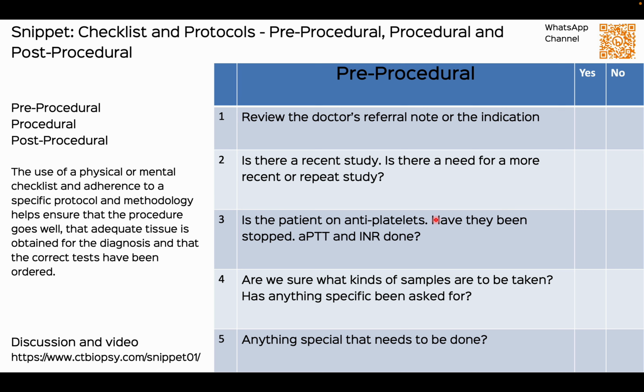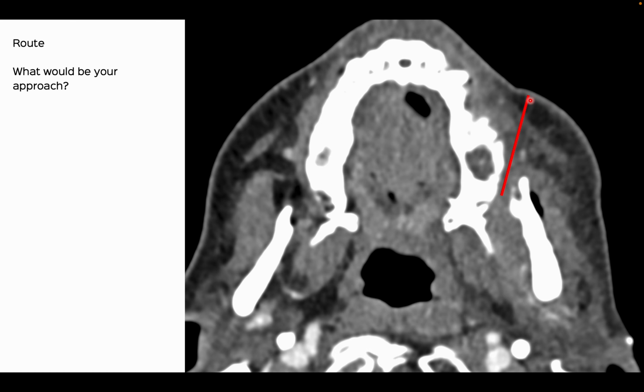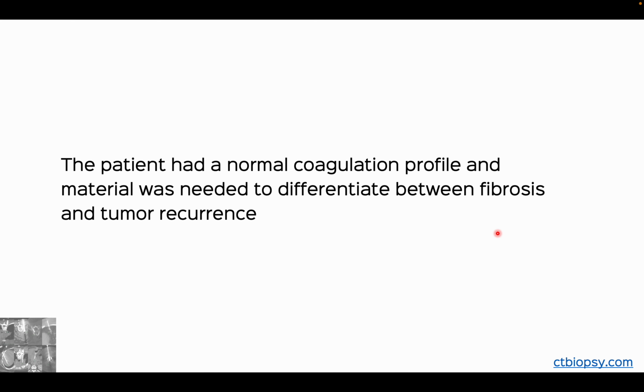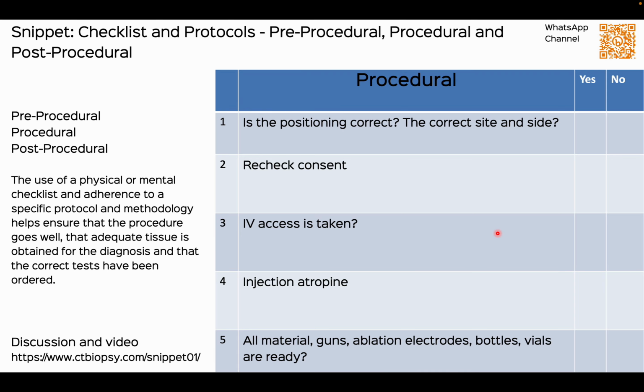And we have to run through this entire pre-procedural checklist, review the notes, see if everything is fine, and check the route in advance, and this is the only route available anyway. It's simple and straightforward, with no vessel coming in the way. The pterygoid plate acts as the posterior rate-limiting structure because the bevel will eventually hit it, but there's enough play here to do the biopsy. The patient had a normal coagulation profile. We knew that the biopsy was really to differentiate between fibrosis and tumor recurrence.